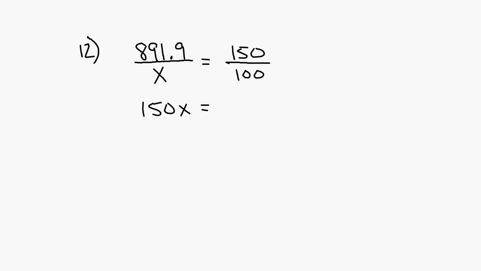Number 12. 150% of what number is 891.9? So 891.9 is your is. Your of is what you're trying to find. It's equal to your percent, which is 150, and that goes over 100. So 150x equals 891.9 times 100, 89,190. Divide both sides by 150. And your variable is equal to 594.60.